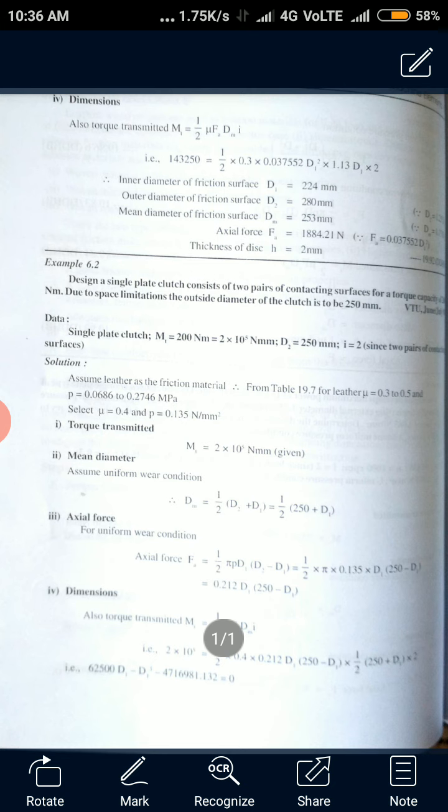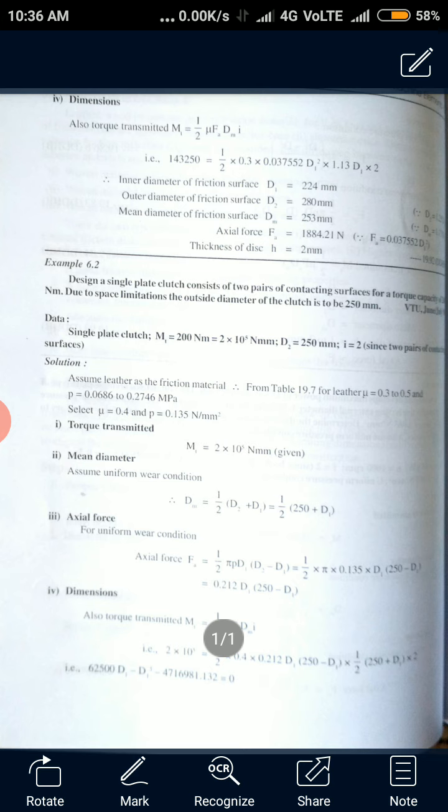Now, to determine the dimensions, we have one more torque equation, Mt equal to 1 by 2 mu Fa dm into i. So now you substitute all the equations here. Torque is already found using the equation Mt equal to 9550 into N by n. So Mt we already know, that is 143,250. 1 by 2 mu is given 0.3. Fa in terms of d1 is 0.037552 d1 square, into dm 1.13 d1, into 2. i is what? 2.